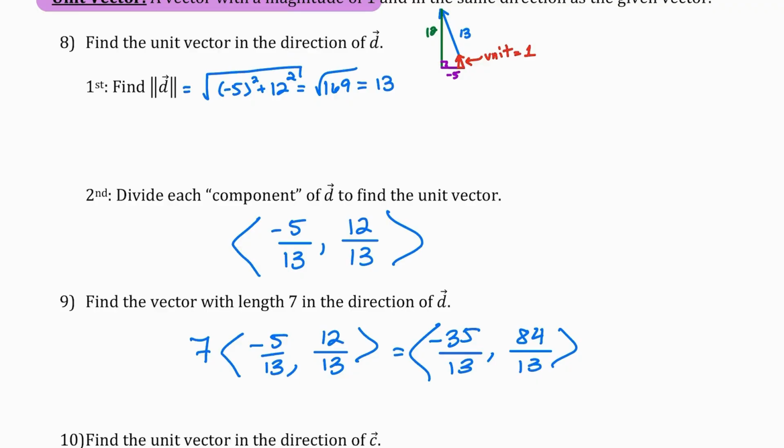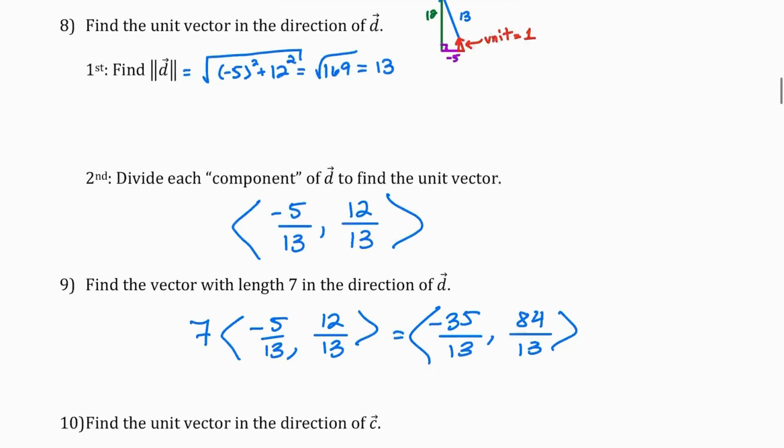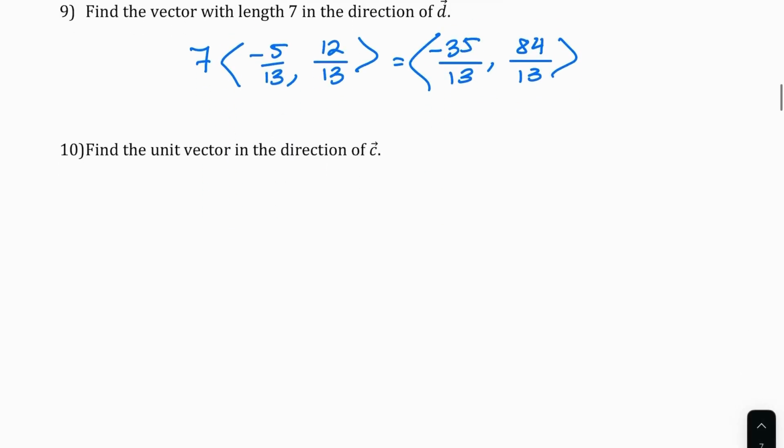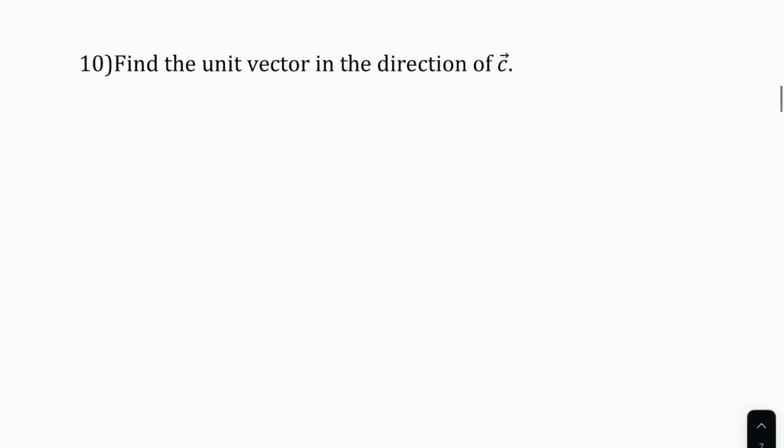So again, we just found a unit vector that has a length of 1, multiplied that by 7, and got that. And what you can do is find the magnitude of each of those. The magnitude of this unit vector should come out to 1. The magnitude of this should come out to 7. So in class, I would ask you to try to do the exact same steps, but for vector C. But we have a video here. So find the unit vector of vector C.